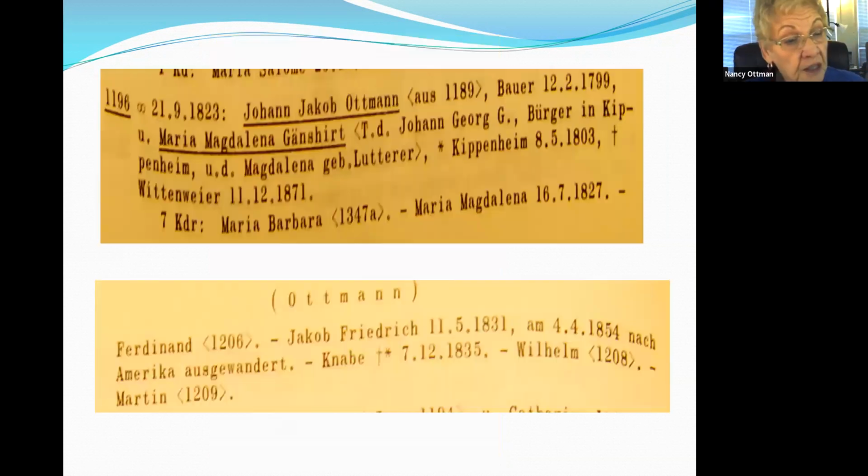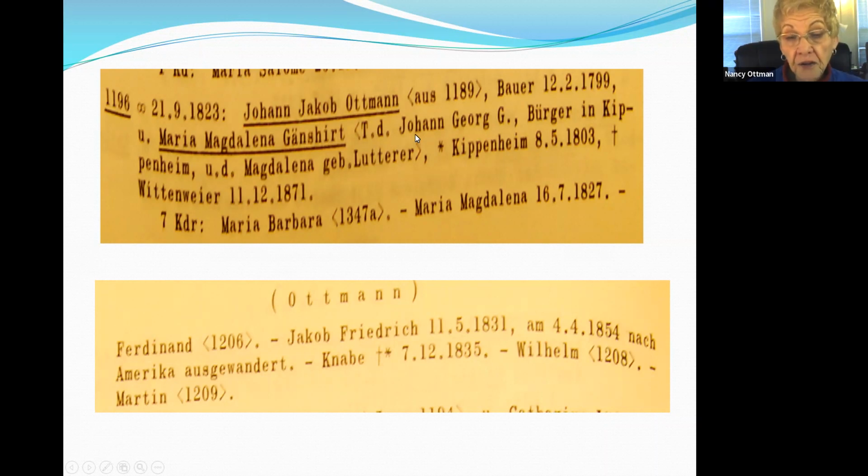Looking at the close-up for entry number 1196, we find a Johann Jacob Ottman. It also references back to 1189, which is his parents. But at the very beginning, it tells me that he was married on September the 21st, 1823. He was born February the 12th, 1799. He married a Maria Magdalena Ganschert.